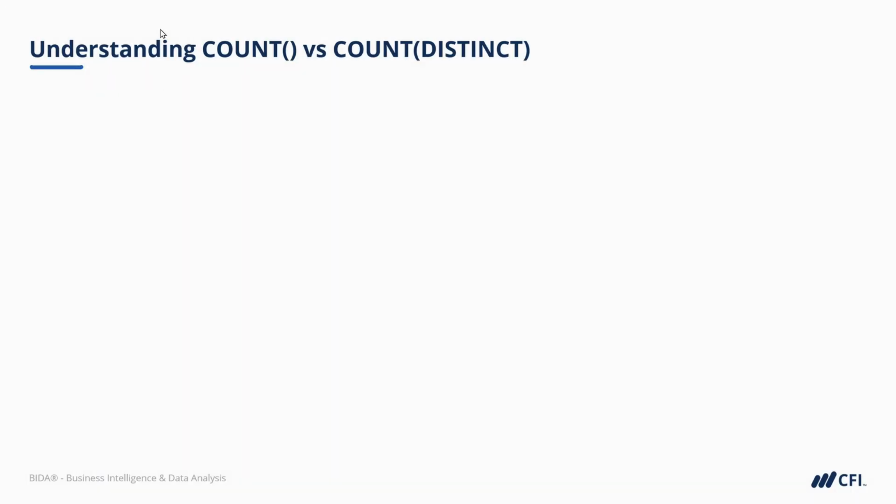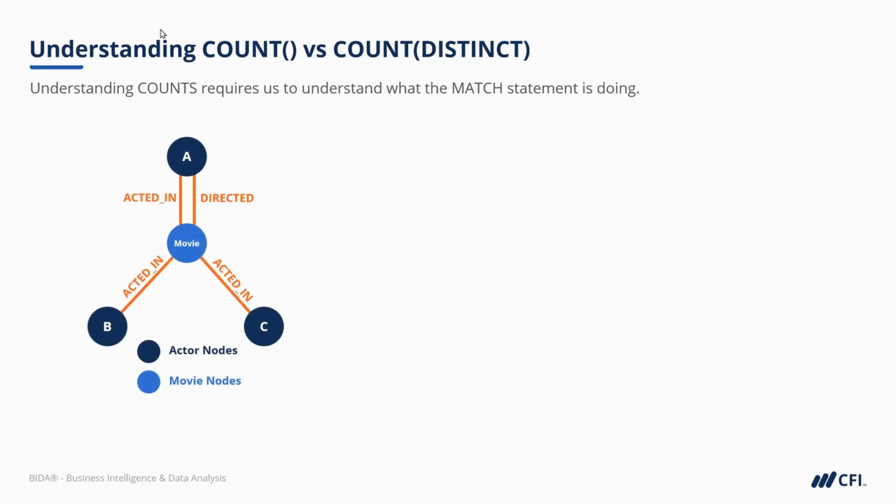The duplication in our results is a classic case of count versus count distinct, which you've probably come across before. But before I explain that, it's important to understand what the match statement is doing. Again, to do this, let's look at this basic graph. We've got 3 actor nodes and 1 movie node. With this example count query on the right-hand side, we're saying set the scope using match to actor nodes that have name A that have a relationship to a movie.